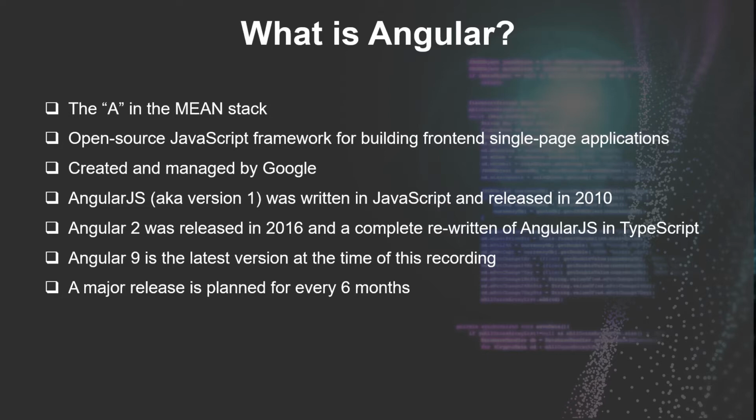The version that we'll be using for this course is Angular 9, which is also the latest stable version at the time of this recording. And a new major version is released every 6 months. So that's pretty interesting. Well, let's take a look at the Angular architecture.